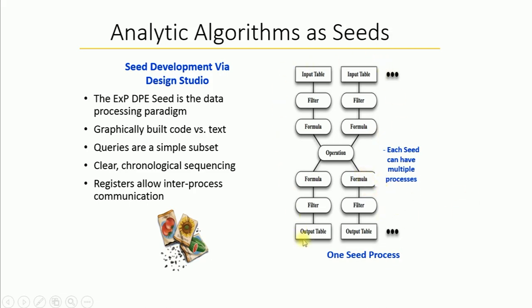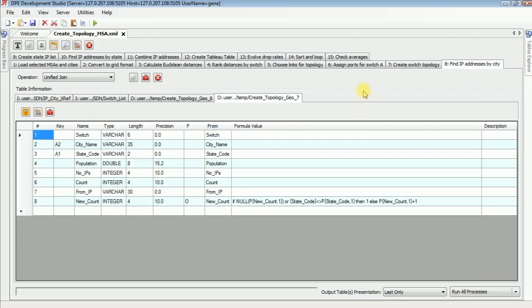Now, these processes are stacked one after another, and any output table of one process can be fed into the input as an input table in a future process. And this is the most common way you develop a seed. But of course, you can have input tables coming from externally in any future process as well. So that's how a seed is constructed. That's how this seed was constructed.